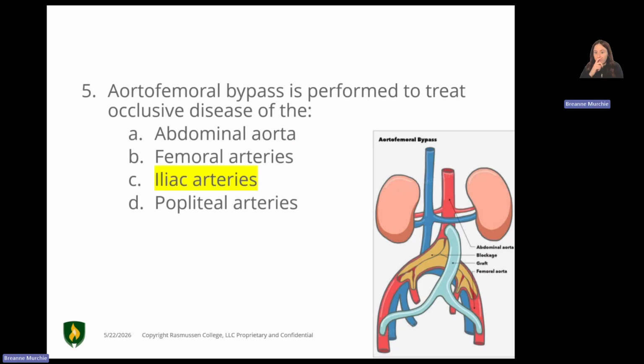This image is a really helpful one for me. The way I remember bypass, especially when it comes to aortofemoral, I like to think about what is the middleman, if you will. So you can see here, if you can see my cursor, this is the abdominal aorta. It bifurcates into the right and left common iliac arteries. The external iliac artery then turns into the femoral artery. So what we're doing is we're creating a bypass between the aorta and the femoral arteries. So you're looking for what the middleman is. That's what we're bypassing. So that's why it's performed to treat occlusive iliac artery disease.